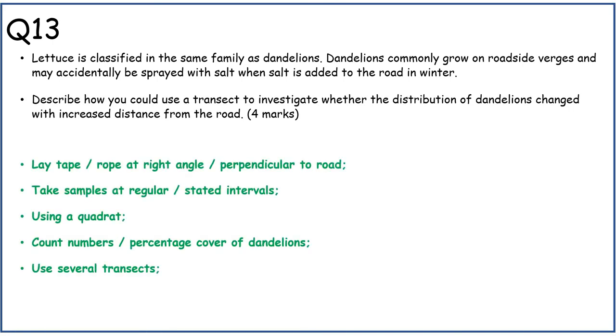First of all, you would lay a tape at right angles or perpendicular to the road. You would take samples at regular intervals using a quadrat, and you would count the numbers or percentage cover of dandelions, and you would use several transects.